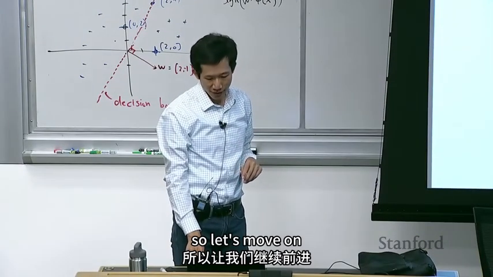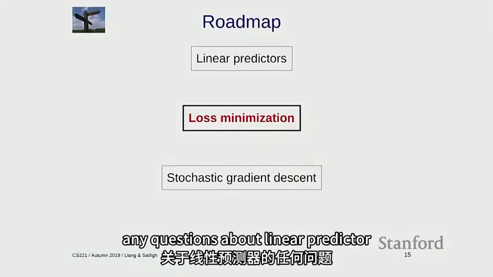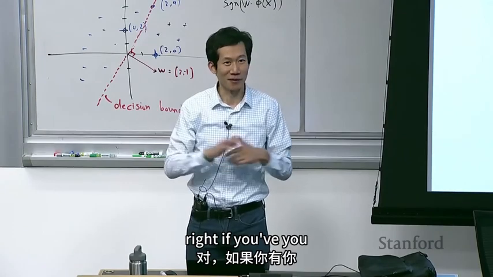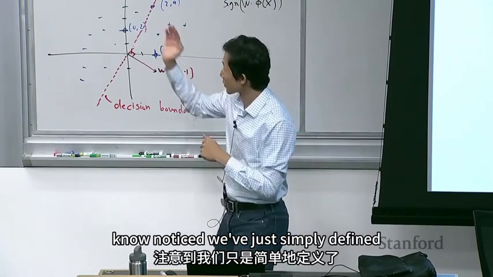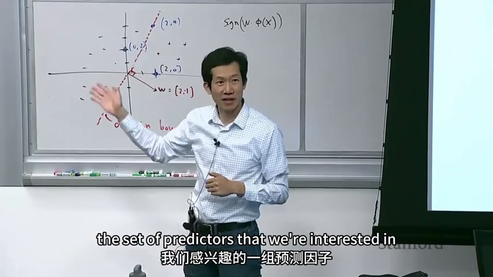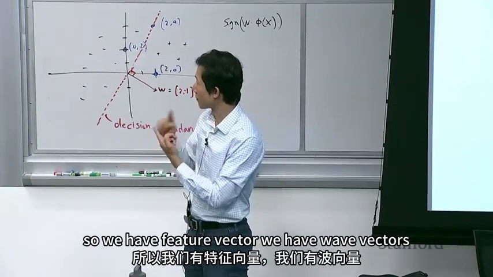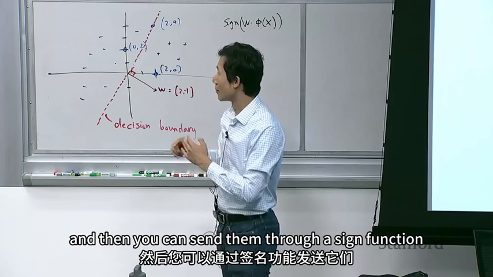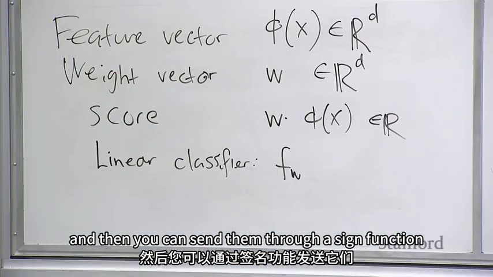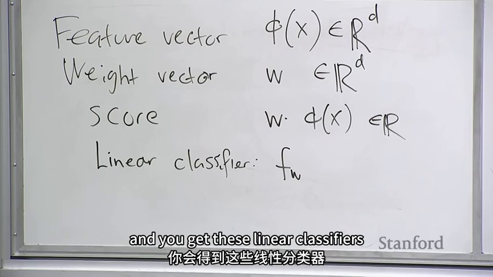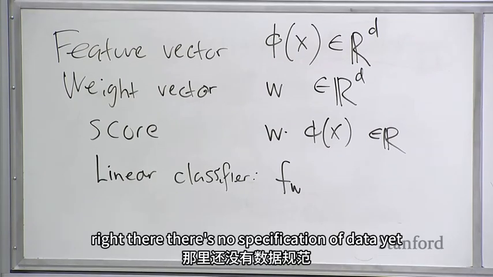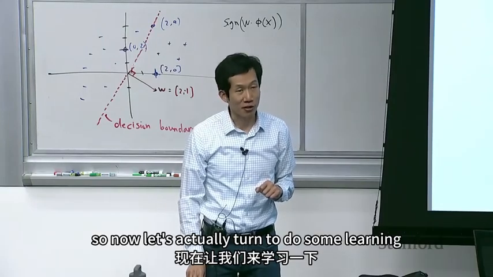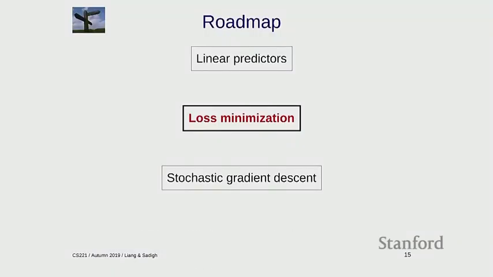Okay, so let's move on. Any questions about linear predictors? So far we haven't done any learning. We've just defined the set of predictors that we're interested in. We have a feature vector and a weight vector, multiply them together, get a score, and then send them through a sign function, and you get these linear classifiers. There's no specification of data yet. Okay. So now let's actually turn to do some learning.